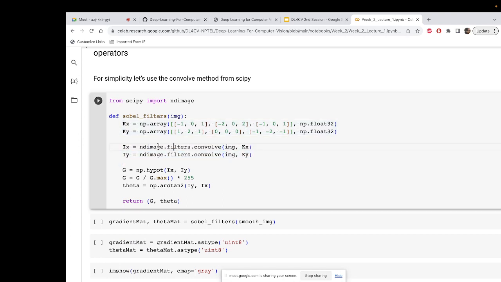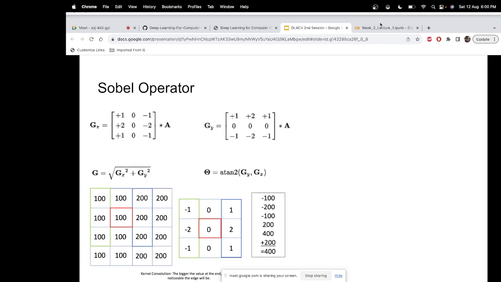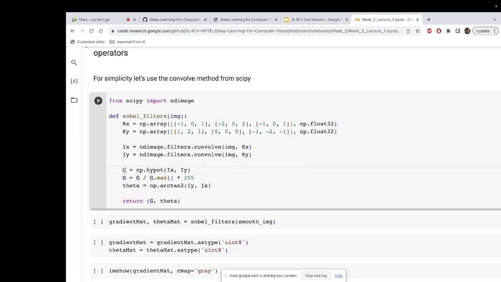So that gives you the edges, and these are denoted by Ix and Iy. Do not worry about these notations. Next, you find the magnitude. How do you find the magnitude? Going back, it is the square of the x component and the y component summed, and then the square root. That is given by this function.